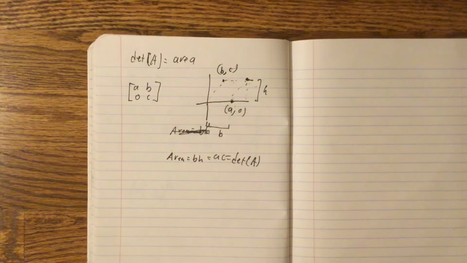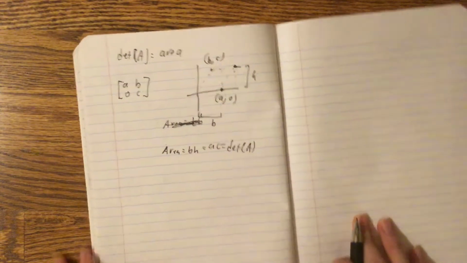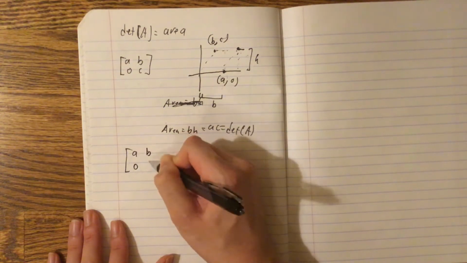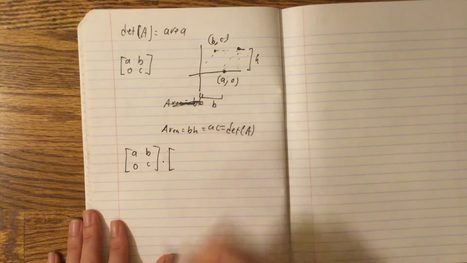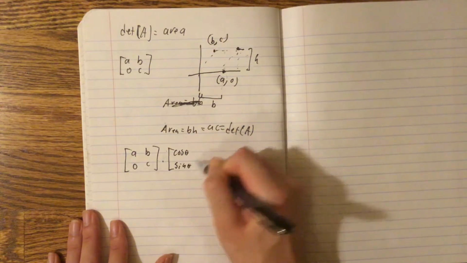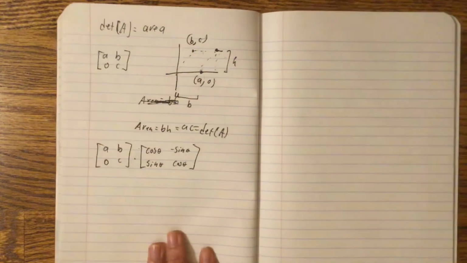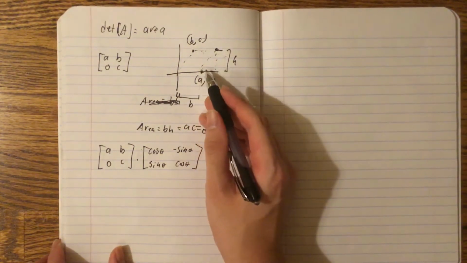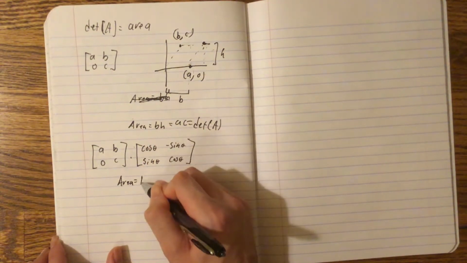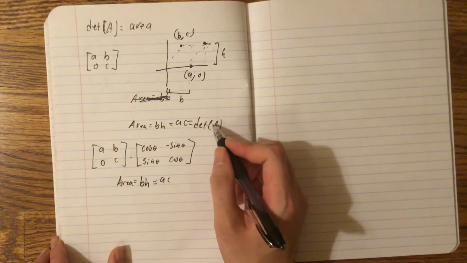But the problem is, what if we rotate this parallelogram? So now we're trying to find the matrix formed by A0, BC, multiplied by a rotation matrix. So cos theta, sine theta, negative sine theta, cos theta. So what happens when we do this? Well, when we rotate a parallelogram, the area will stay the same. Area will still equal base times height, or in this case, it would still equal AC. But what about the determinant? Would the determinant stay the same?